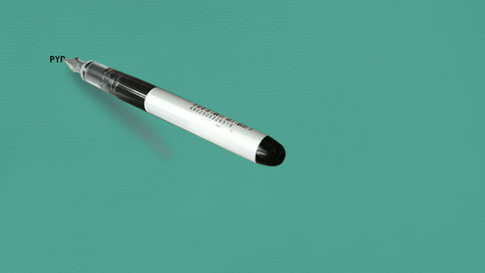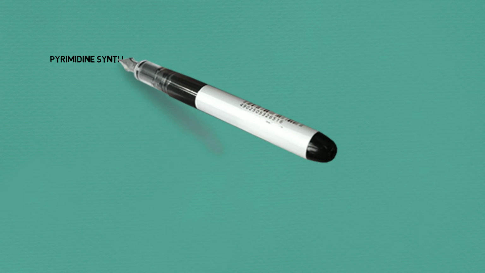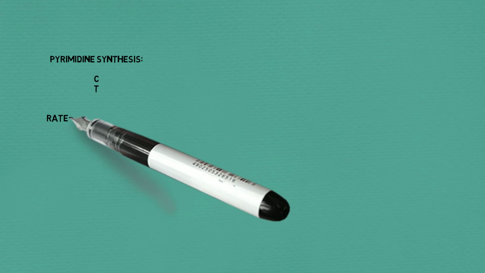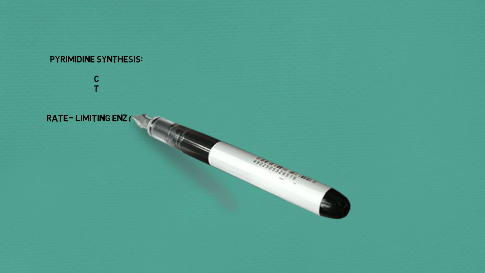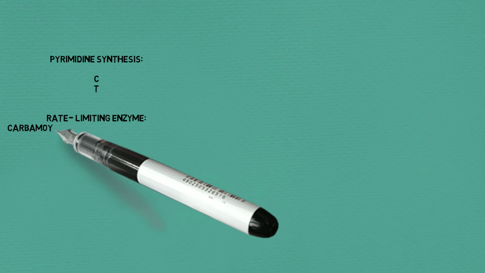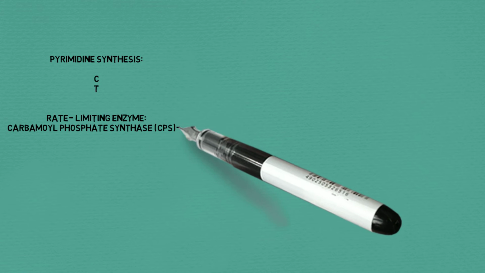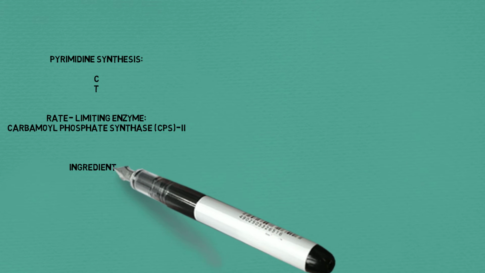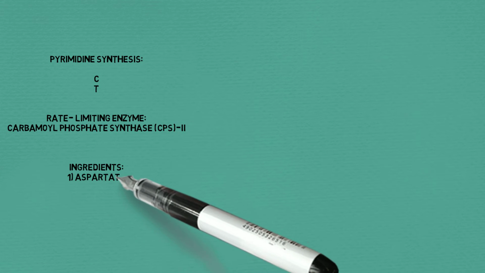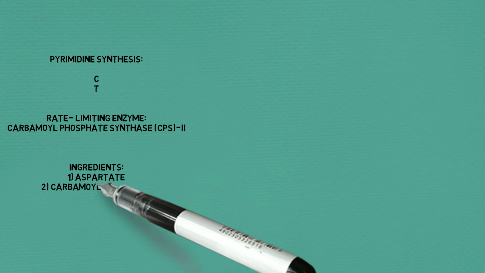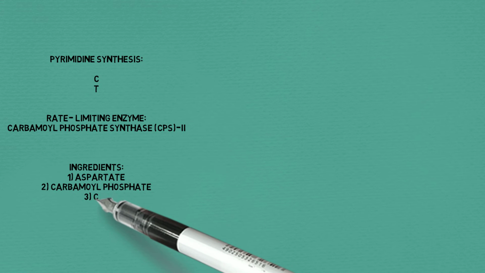Now we come to the part on synthesis reactions. When it comes to synthesis reactions, it's not necessary to memorize every step of the pathway because it'll be too much. So what you need to do in every reaction is to remember the rate-limiting enzyme and the ingredients or substrates for the reactions to occur. So we'll start with the synthesis of the bases.